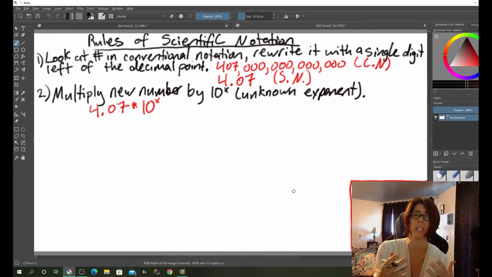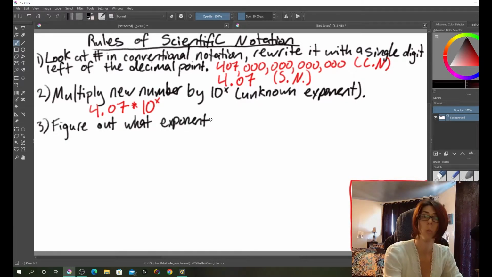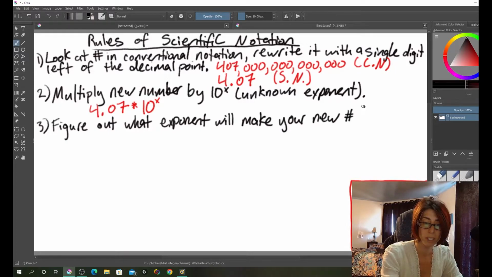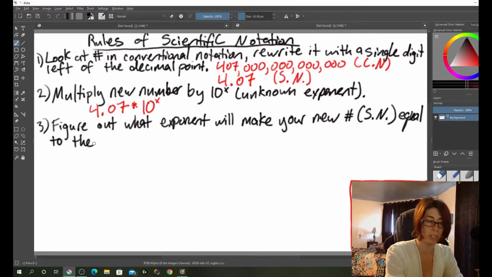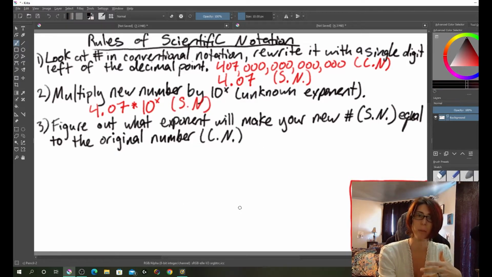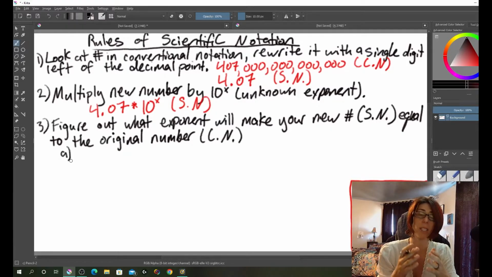Step 3 is going to be about figuring out what is the exponent, what value x should take. Figure out what exponent, that's like what value for x, will make your new number equal to the original number in conventional notation. Because again, these two values should be equal, just written in different ways. To figure out what the exponent needs to be, it's going to take 2 steps. So we'll have 3a and 3b. First, we need to figure out how many places the decimal point must move if we wanted to move it back to the original position.